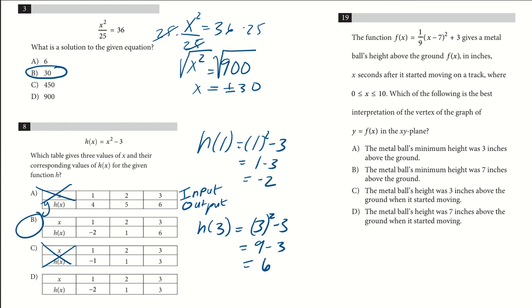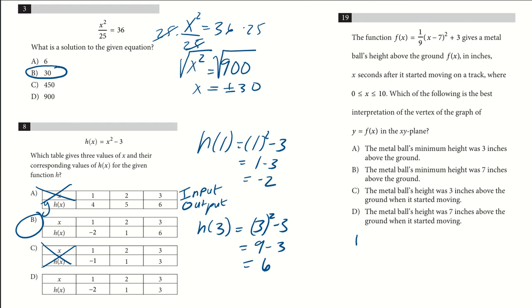All right, our last one. The function f of x is equal to 1/9 times (x minus 7) squared plus 3 gives a metal ball's height above the ground, f of x in inches, x seconds after it started moving on the track, where x is between 0 and 10. Which of the following is the best interpretation of the vertex of the graph of y equals f of x in the xy plane? Okay, a lot of wording, but this is actually a pretty straightforward question.